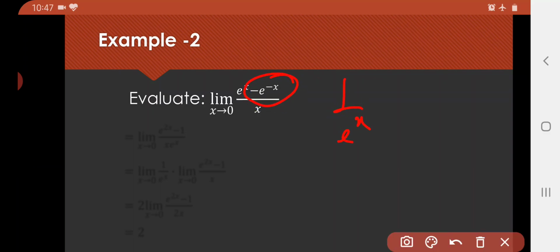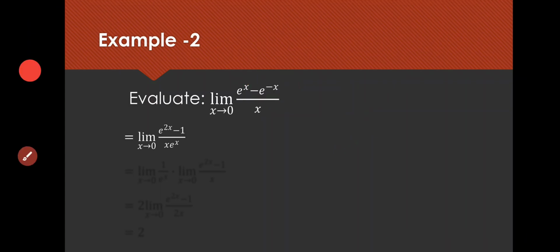So after taking the LCM, we get something like this: (e to the power 2x minus 1) by (x e to the power x). Then we can separate out the two factors. One factor is 1 by e to the power x, which is not contributing in the limit, so I can take it out. The other part is (e to the power 2x minus 1) by x. Now the limit of 1 by e to the power x, putting x equal to 0, is 1, so it doesn't contribute anyway, so it just goes out.